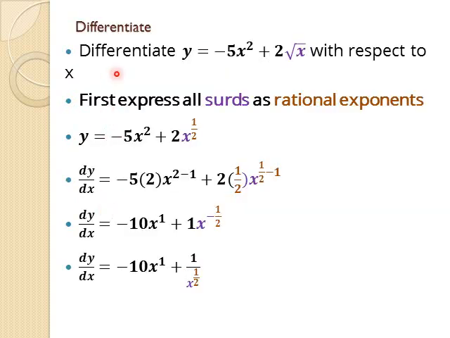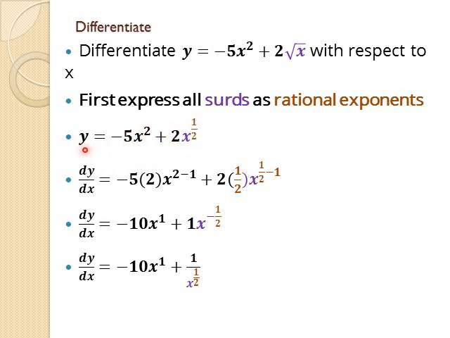Problem number 1, they say differentiate y equal to minus 5x squared plus 2 square root x with respect to x. As I said, first we have to express all surds as rational exponents. I can't differentiate while having a surd in grade 12. So that becomes minus 5x squared plus 2, the 1 inside goes on top and the 2 of the square root goes at the bottom. So now I have y equal minus 5x squared plus 2x to the power half.